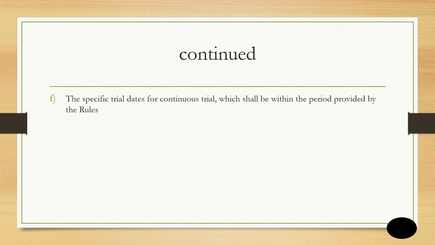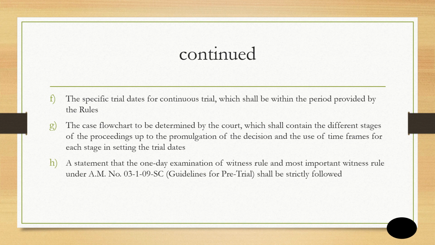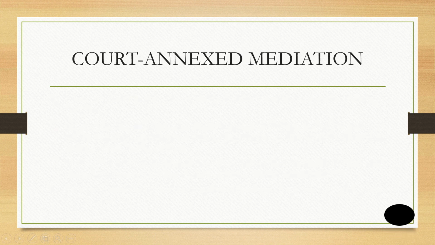the specific trial dates for continuous trial which shall be within the period provided by the rules, the case flowchart to be determined by the court which shall contain the different stages of the proceedings up to the promulgation of the decision, and the use of time frames for each stage in setting the trial dates. And a statement that one, the examination of witness rule, most important witness rule, shall strictly be followed. And a statement that the court shall render judgment on the pleadings or summary judgment as the case may be.